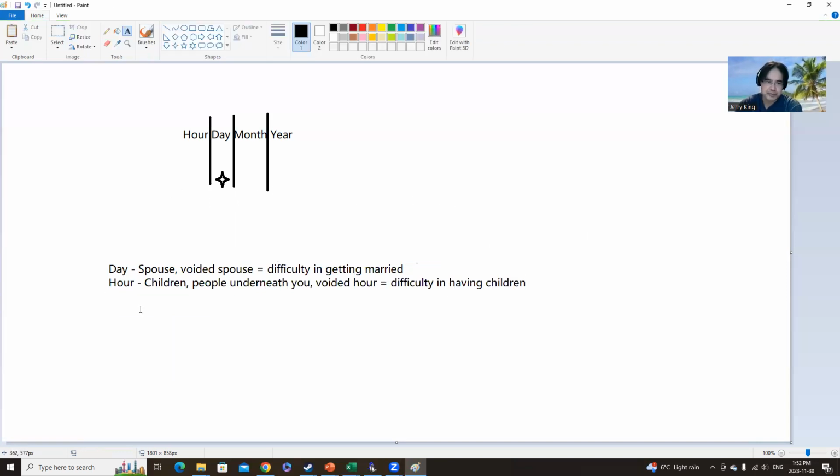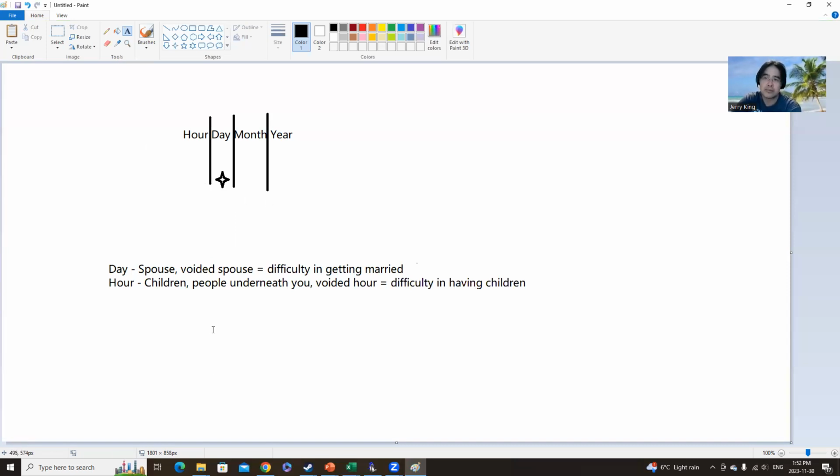Okay, so these are the two items that you can actually deduce from the chart to say that, oh, it's possible that it's very difficult for this person to get married because of the void, right? And then the hour being voided, difficulty in having children.